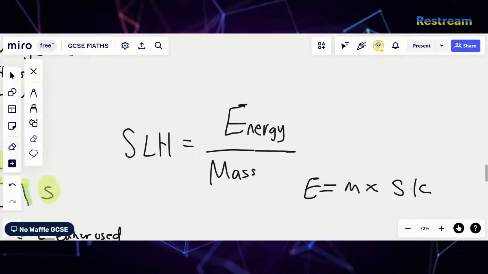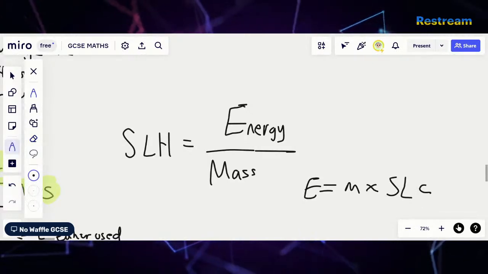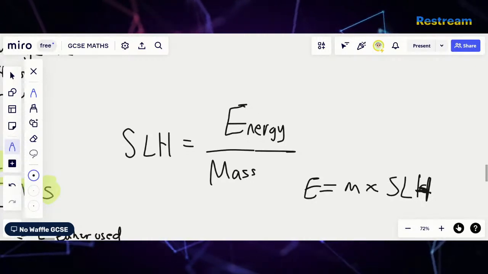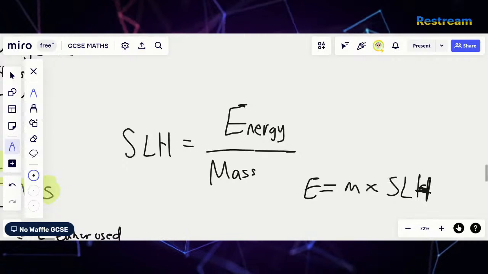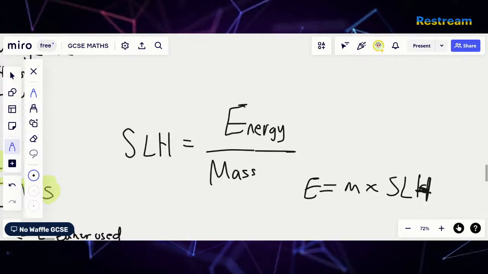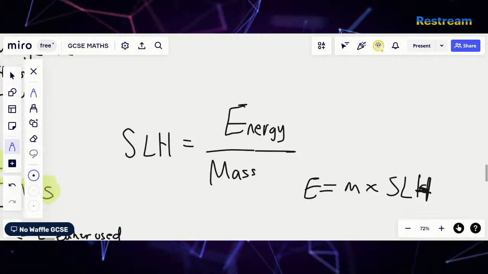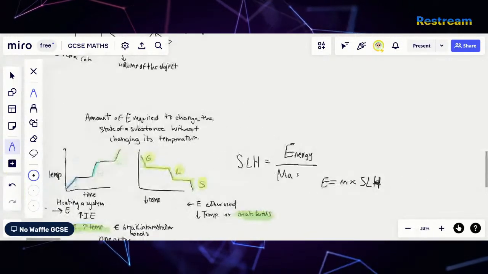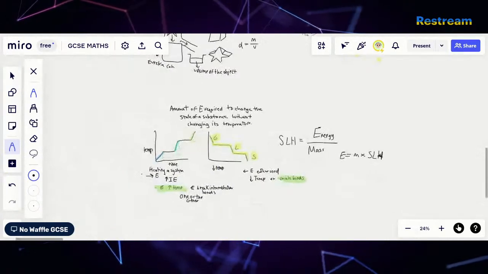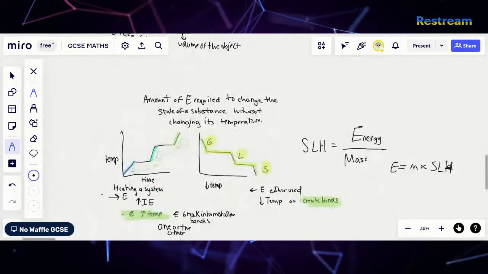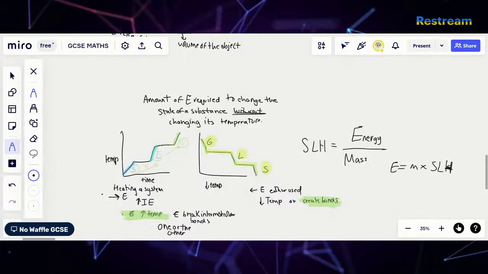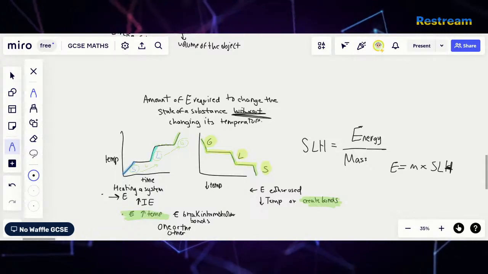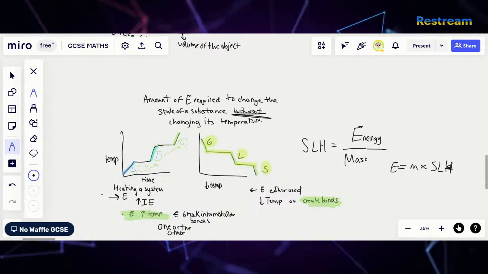Specific latent heat. Unlike specific heat capacity, where there are loads of elements required, like change in temperature and mass, this is just energy and mass. There's no change in temperature. That's how you remember that specific latent heat is the amount of energy required to change the state of a substance without changing its temperature. This topic is just looking at particle motion in gases.